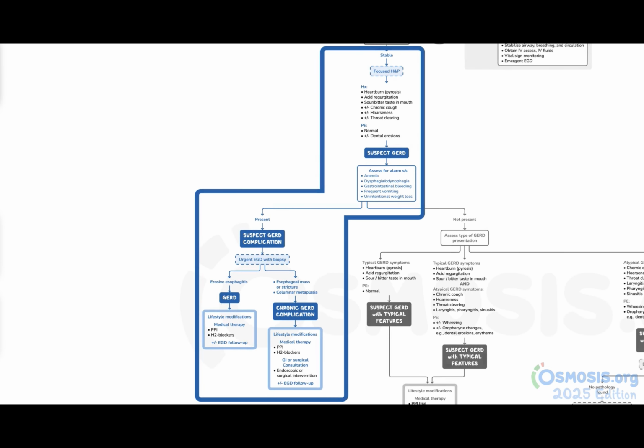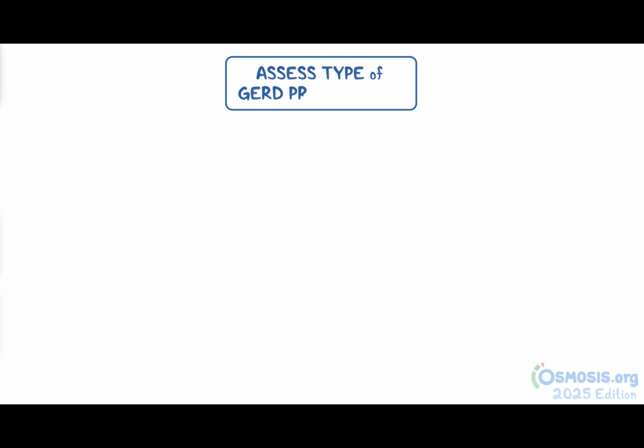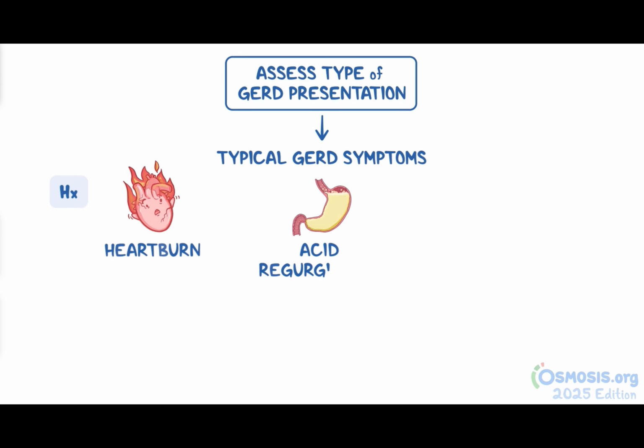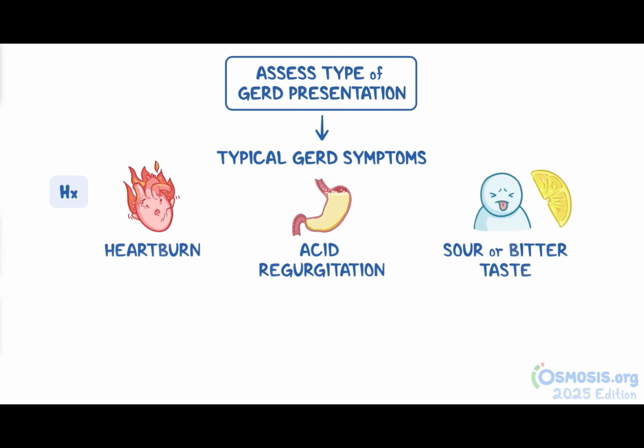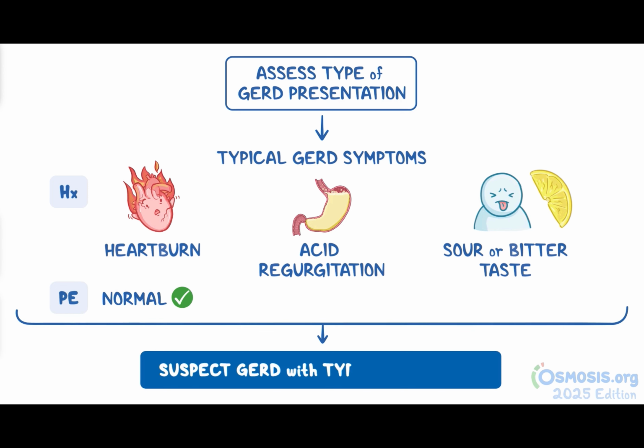Now that we've covered how to approach individuals with alarm signs and symptoms, let's take a step back and look at what to do when those features are absent. In this case, your first step is to assess the type of GERD presentation. Now, if your patient reports typical GERD symptoms, such as heartburn, acid regurgitation, or sour or bitter taste in their mouth, and their physical examination is normal, suspect GERD with typical features.